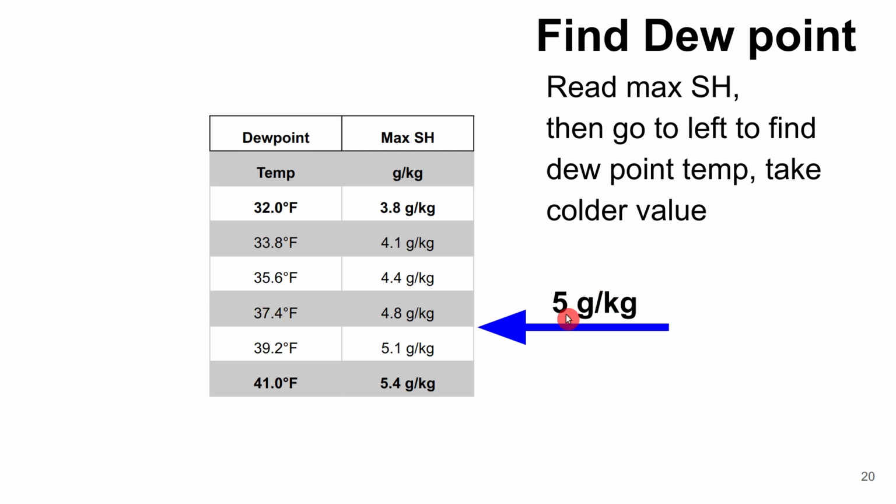So if your specific humidity was 5 grams per kilogram, you can see that's less than 5, but more than 4.8. So the dew point would actually be someplace around 38 degrees. You wouldn't get condensation at 39 degrees because we have less than 5 grams of water vapor. You for sure would have condensation when it cools to 37 degrees because we have more than 4.8 grams. So for this class, we're just going to use the cooler value. So if I told you that the specific humidity was 5 grams per kilogram, the correct answer for the dew point temperature would be the cooler temperature, 37.4, because by that point you definitely would have condensation.